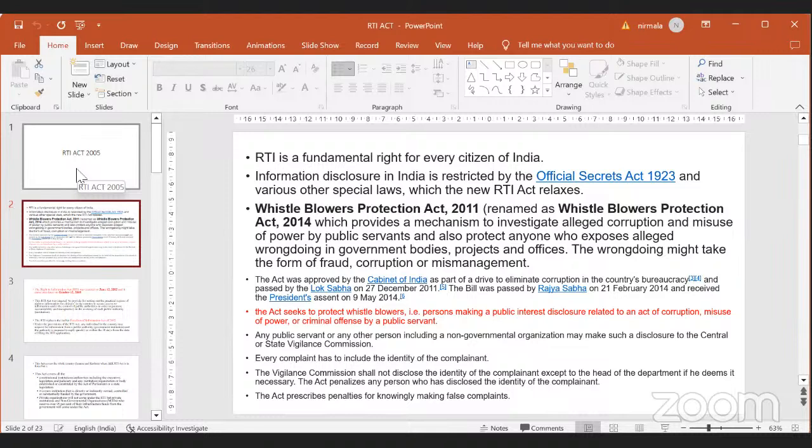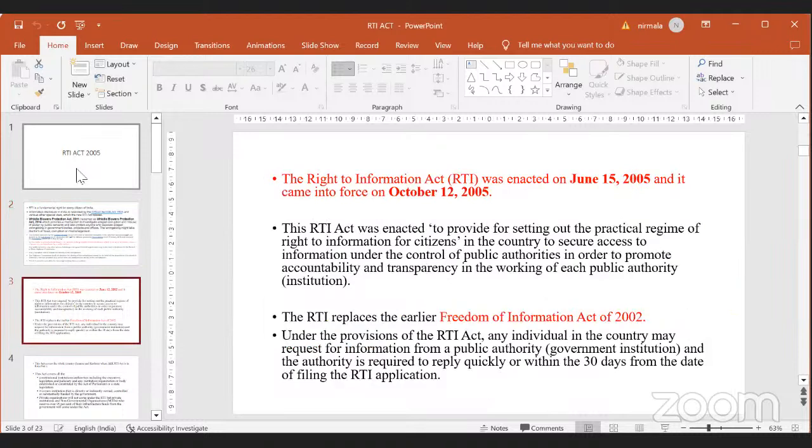So here, if you see this Right to Information Act, it is an act that is providing access to information as a right to information, as a fundamental right of the citizens in this country. So this RTI Act was enacted on June 15, 2005, but it came into force only on October 12, 2005. The RTI Act was enacted to provide for setting out the practical regime of right to information for the citizens in this country to access information that is under the control of the public authorities in order to promote accountability and transparency in the working of each public authority.